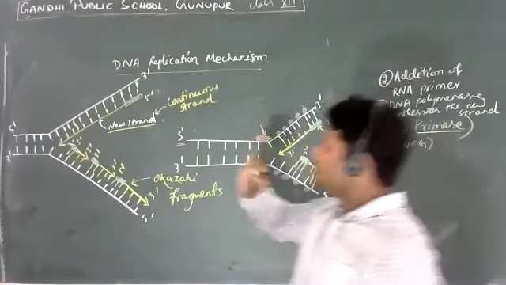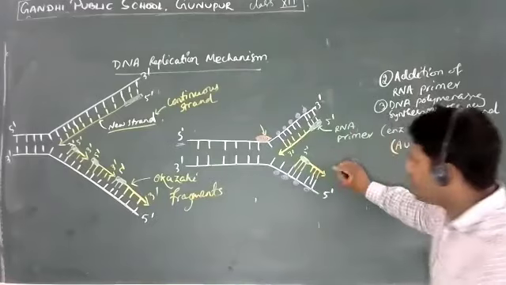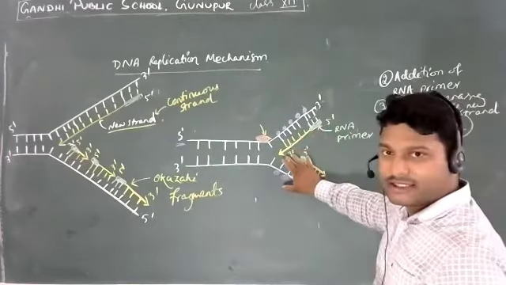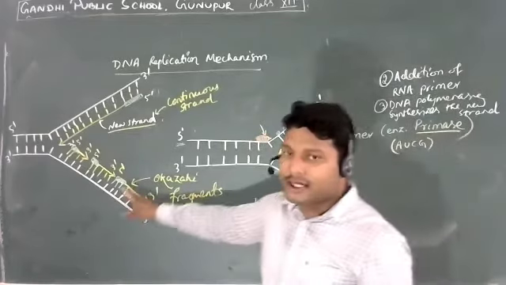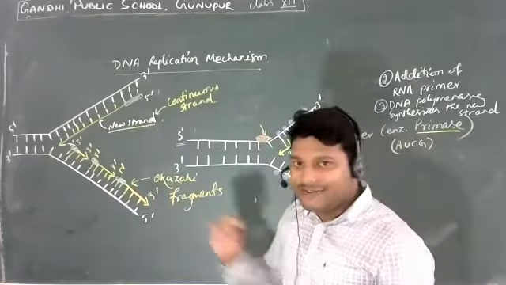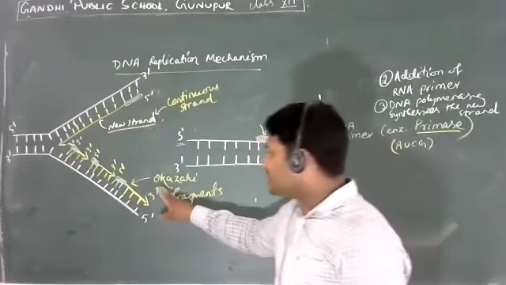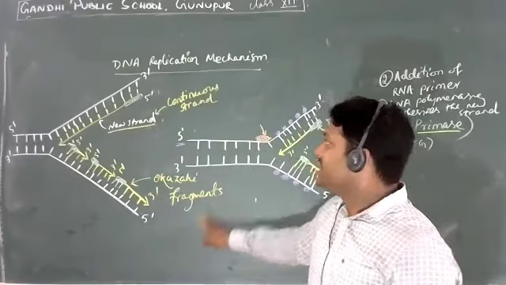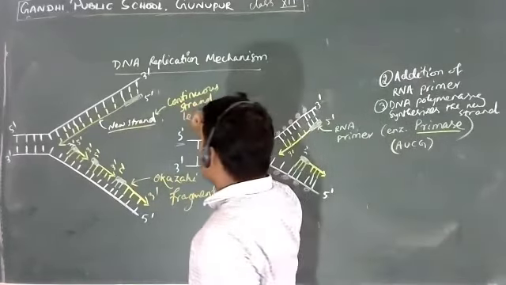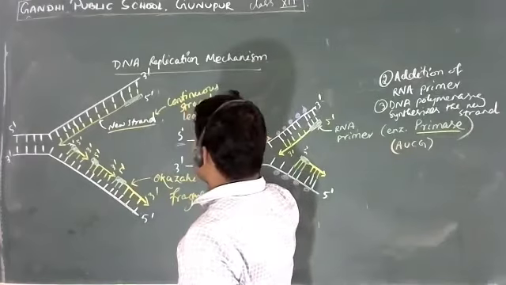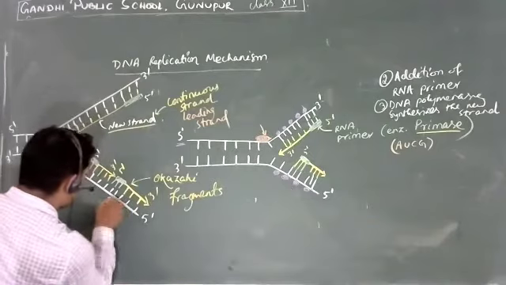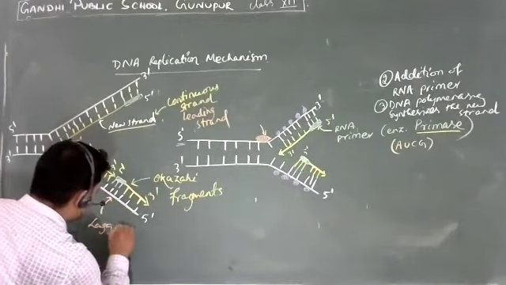So to summarize, as we saw, we have continuous synthesis in one strand, and in the other one we have discontinuous synthesis of the new strand in fragments, and that is called Okazaki fragments. The new strand here is called the continuous strand, or the leading strand, while this one is called the lagging strand.